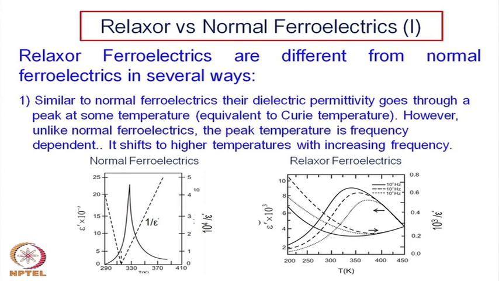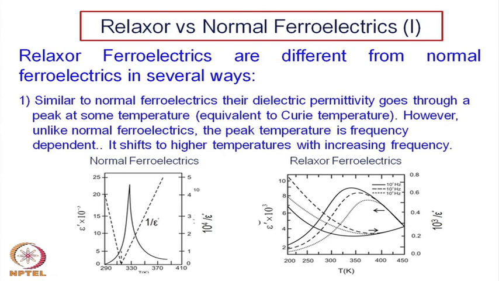Similar thing happens here also. At a certain temperature the dielectric peak does go through a peak when you plot it as a function of temperature, but unlike normal ferroelectrics, the peak temperature is frequency dependent. This was not the case in barium titanate. There, the Curie temperature or the peak temperature is independent of frequency.